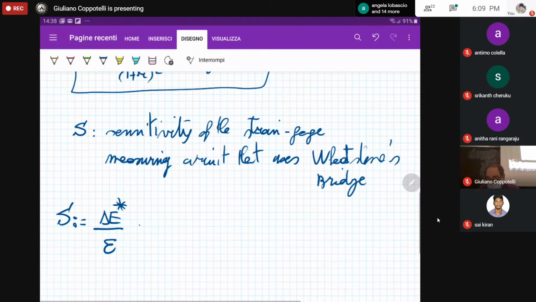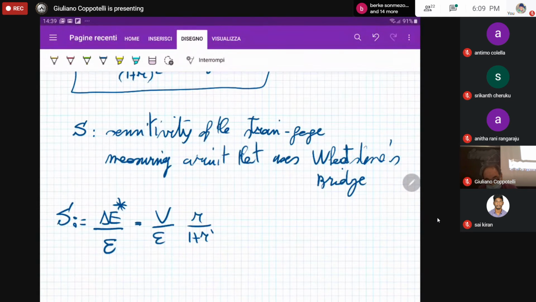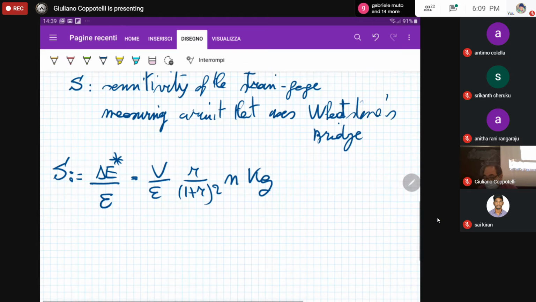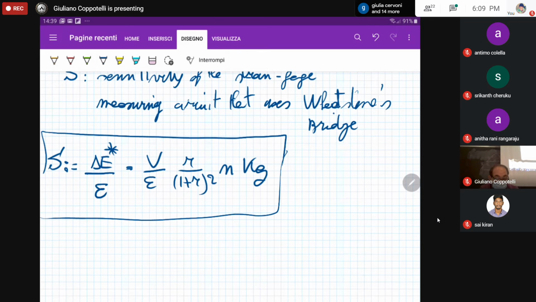So it is equal to V over epsilon, R over (1 plus R) squared, and then N kg. Okay, and that is your reference definition for the bridge sensitivity with the constant tension, or the Wheatstone bridge with a constant tension.